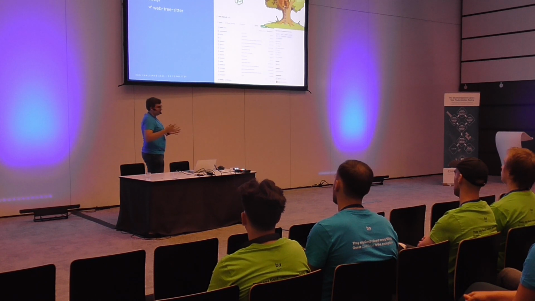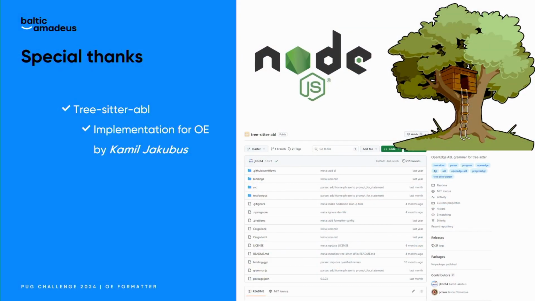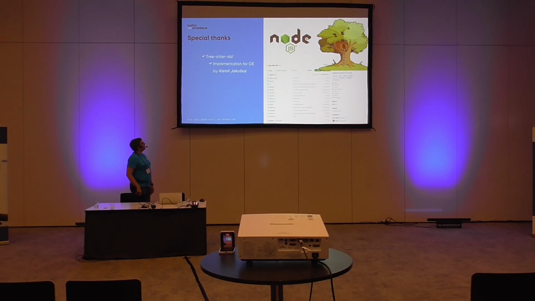And of course, this is just a framework, and most programming languages have an implementation for this framework. But there is also an implementation, basically a grammar for this framework for OpenEdge, which is written by Kamil Jakobus. And he helped us a lot. He basically supported us the whole year, and I think we registered like 50 tickets to him. And he is maintaining this repository for the OpenEdge grammar on the Tree-sitter framework.